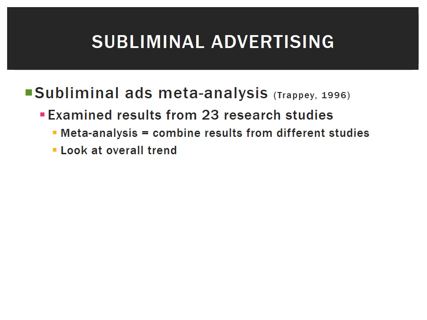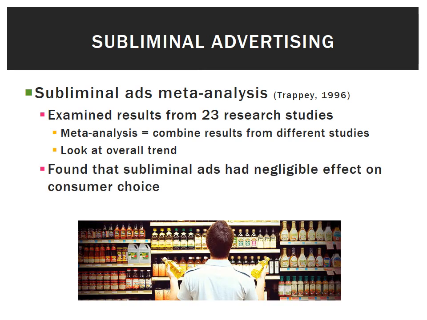So if all of those 23 studies had shown strong effects of subliminal advertising, the meta-analysis would show strong effects. If they had all shown weak effects, the meta-analysis would show weak effects. If there was a lot of ambiguity, some high, some low, some medium, then it averages them out, basically. That's what a meta-analysis is doing. In this meta-analysis of subliminal advertising that was done in 1996, they found that the overall trend from these 23 research studies was that subliminal ads had a very negligible effect on consumer choice.